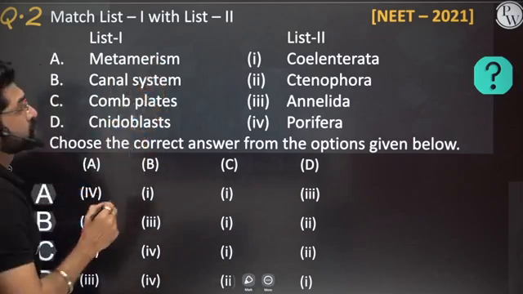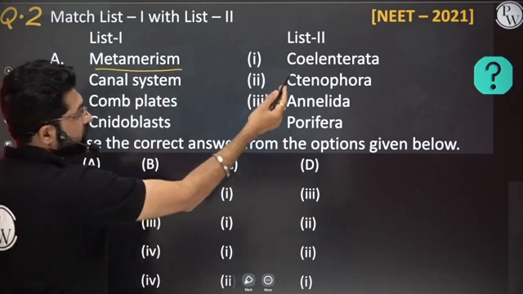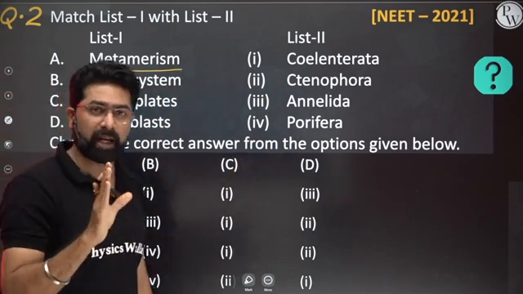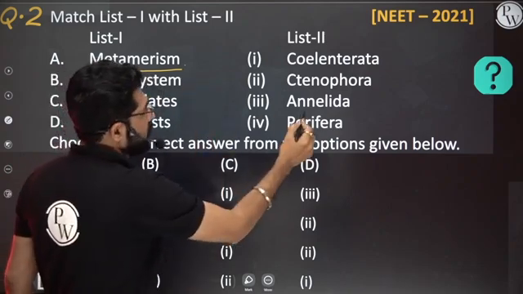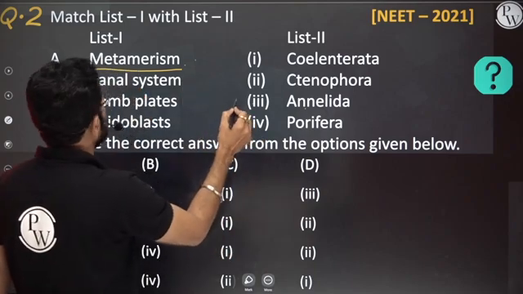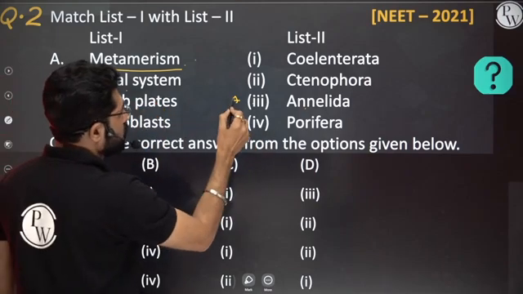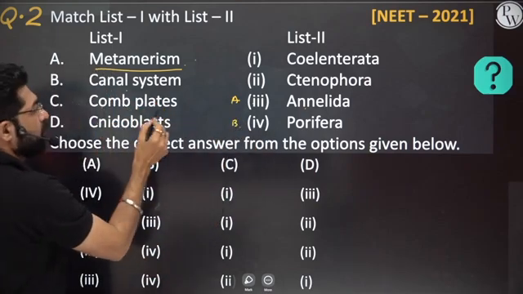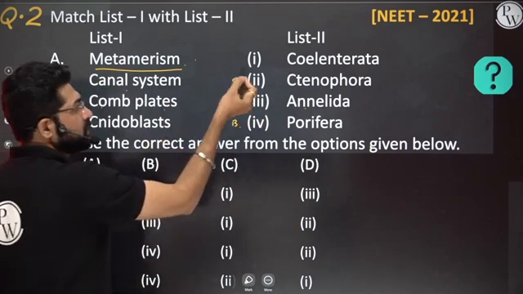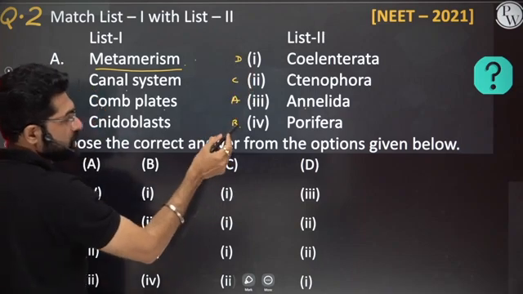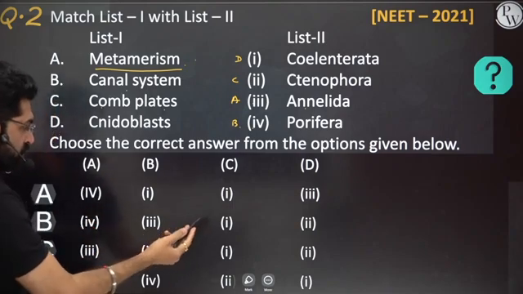Match list 1 with list 2. This also came in NEET 2021. Metamerism is found in which phylum? I told you metamerism is found in annelids, arthropods and chordates. So metamerism, annelids. You go for third here, so A. Canal system is present in Porifera, so you go for B here. Comb plates are present in Ctenophora, so go for C here. Cnidoblasts are present in coelenterates, so go for D. Wherever you find 4, 3, 2, 1, you can go for it.